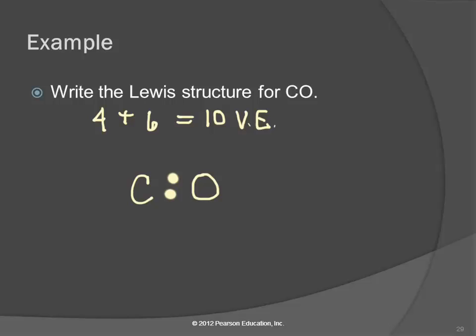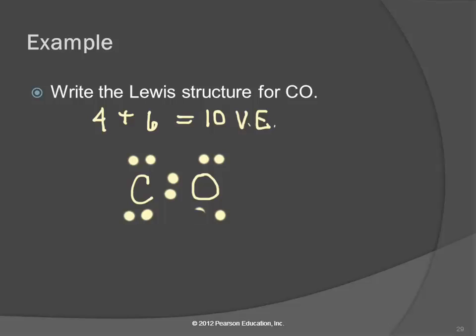So I tend to count by twos as I do this. They're always going to end up in pairs. So I've got 2, 4, 6, 8, 10. I ran out of dots. I ran out of electrons. Do both of these have an octet? No, neither of them has an octet. What can we do about that?